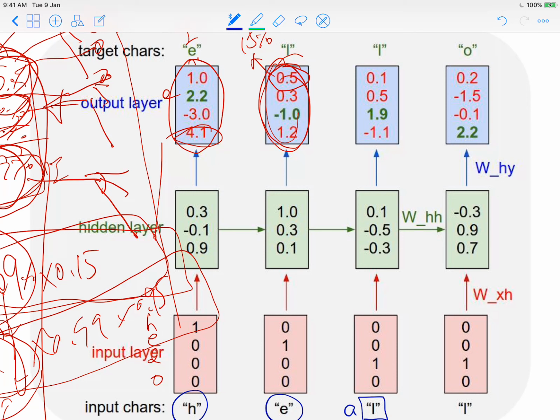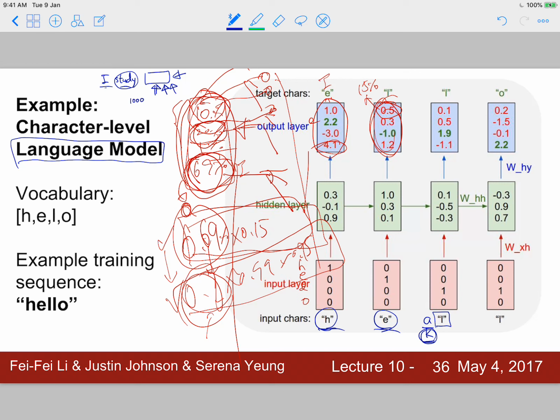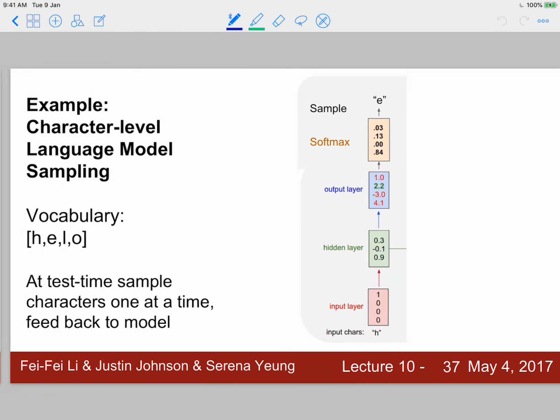Okay, so here is one example of a many-to-many model, right? We are given an input sequence, and then at each time step, we have to produce an output at each time step, right? Okay, so let's move on.